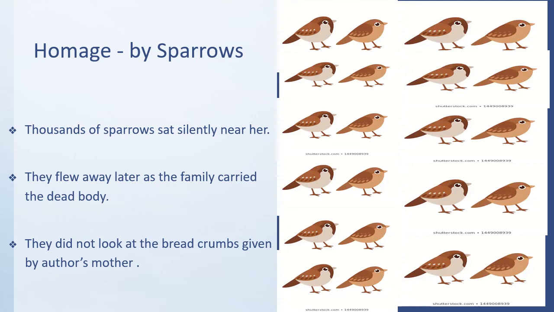After her death, the family mourned her death. They were feeling very bad. The author was feeling very bad. They took the grandmother off the bed and placed the body on the ground, covered with a red shroud, and all of them went out of the room to arrange for her cremation. Thousands of sparrows sat silently near her. They were not chirping, they were sad. The lady who used to feed them the bread was no more.